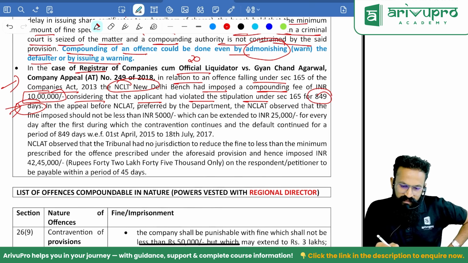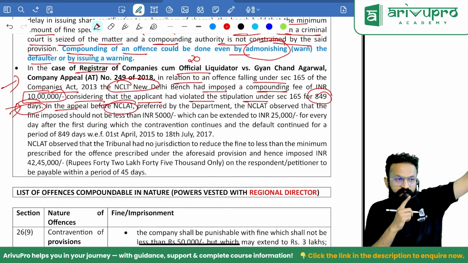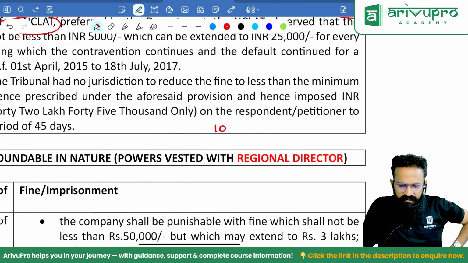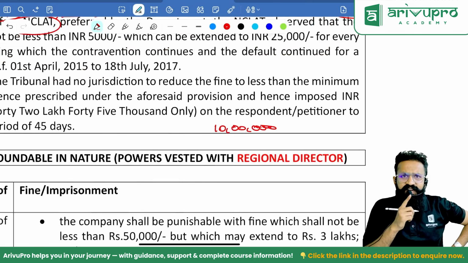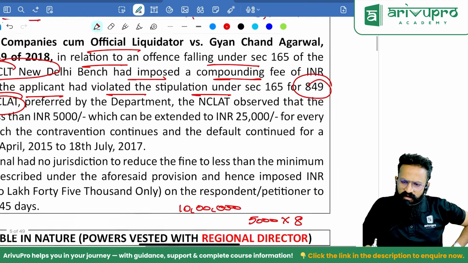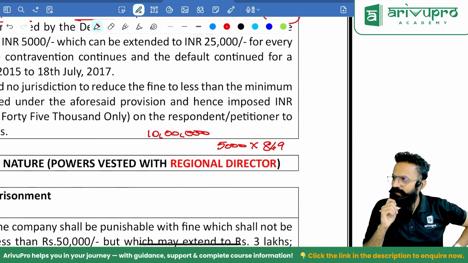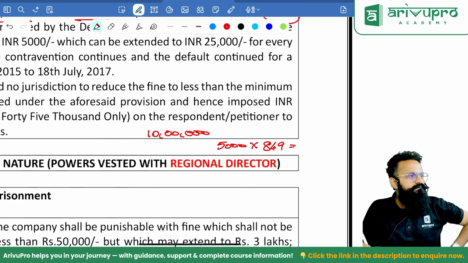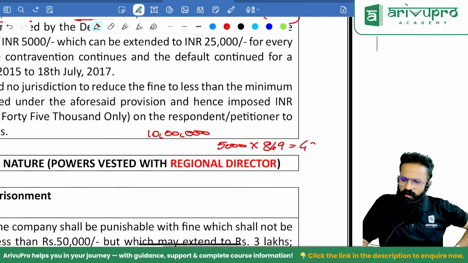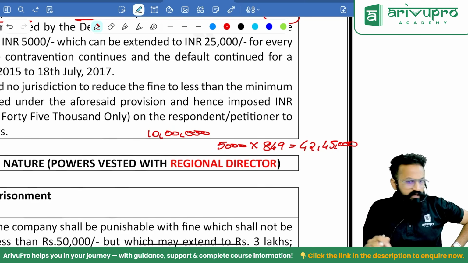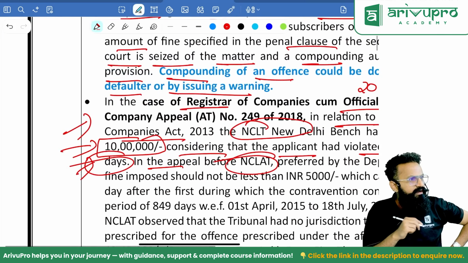Now, what happened? The matter went for appeal from NCLT to NCLAT. Now, people look at it. The penalty that is given is 10 lakh. The authority said, hey, if I calculate minimum penalty only, the minimum penalty is 5,000 into 849. Can anyone do this? Online or offline, anyone? 5,000 into 849. 42 lakh 45,000. Minimum penalty is only coming to 42 lakh 45,000. How did you guys agree for 10 lakh for compounding?